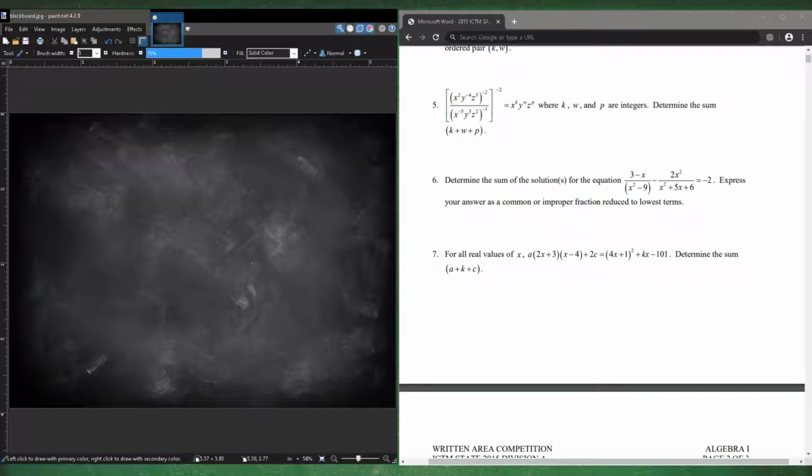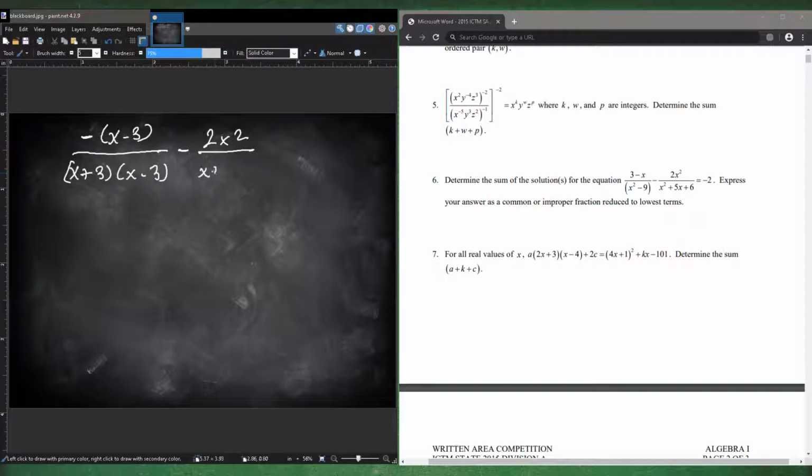Number 6, determine the sum of the solutions for the equation 3 minus x. So I usually like to make it positive, so I'm just going to put a negative in front there. So that's x minus 3. And then we're going to factor out the bottom, so it's x plus 3 and x minus 3. I usually just do this because it'll save time. Usually the questions ask you to combine them together or solve for something. So usually you just want to factor all of them out.